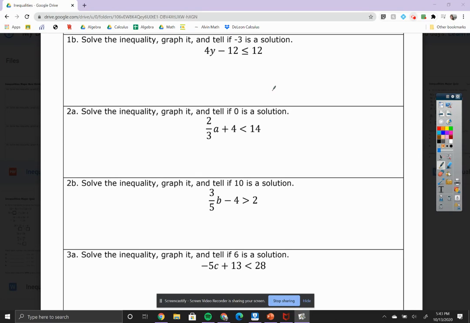Okay, this is going to be the B problems from the review. We'll start with 1B, and it has us doing 3 different things for each problem. So we need to solve the inequality, graph it, and then tell if a number is a solution or not.